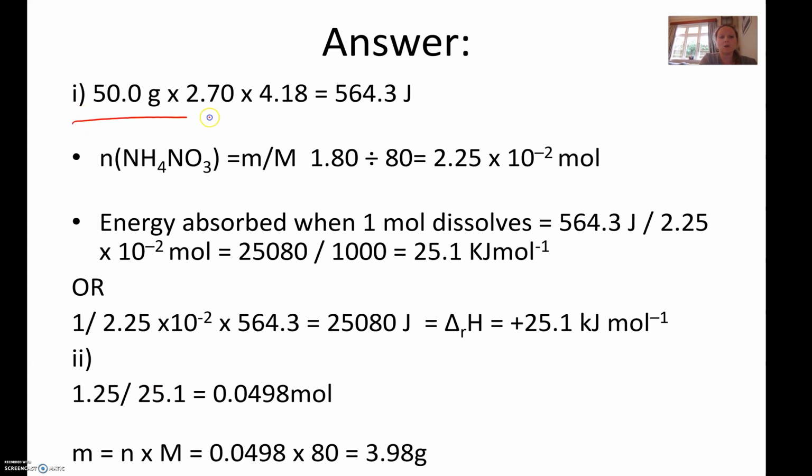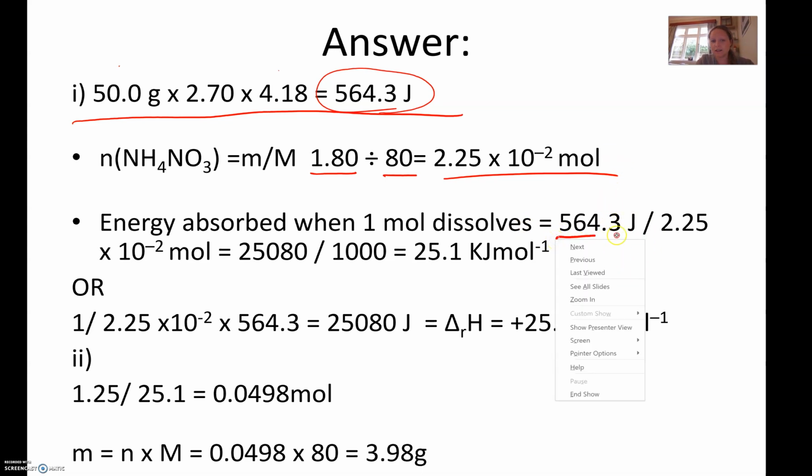So we work out Q equals M times change in temperature times the specific heat capacity, and we get 564.3 joules. Hopefully no questions or issues there. We need to turn it into kilojoules per mole, which is what the question asked. So we need to work out the number of moles. So we take the mass and divide it by the molar mass. We've got the mole, and therefore kilojoules per mole is going to be this joules here, okay? And you can either divide this by 1,000 prior or do it afterwards. It's up to you. It doesn't make a difference.